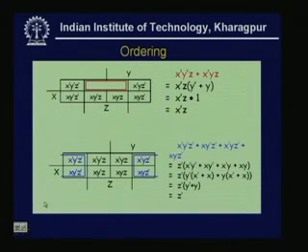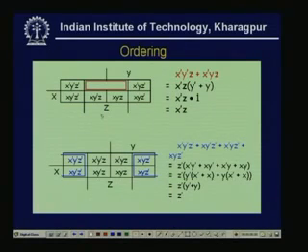Now we see how we are doing the ordering. I take one example of 3 variables. I put the x dash literal here, and this is for yz terms. So this is y dash z dash, this is 0 1 meaning y dash z, this is yz, and this is yz dash.